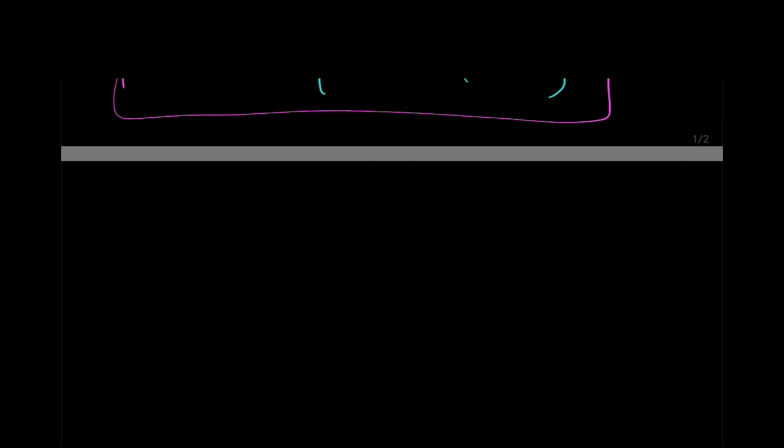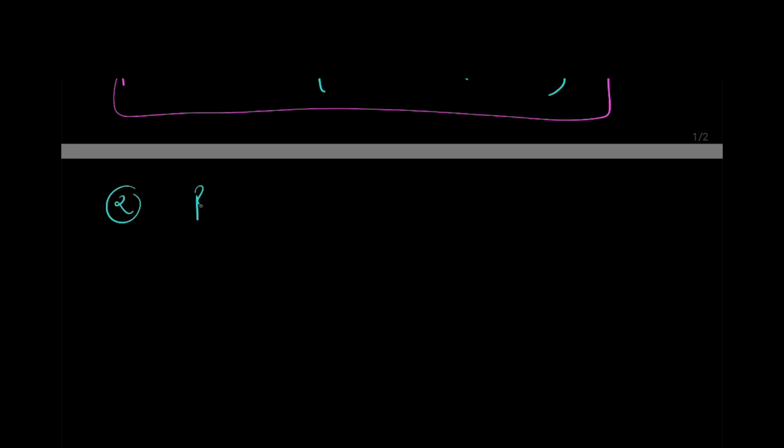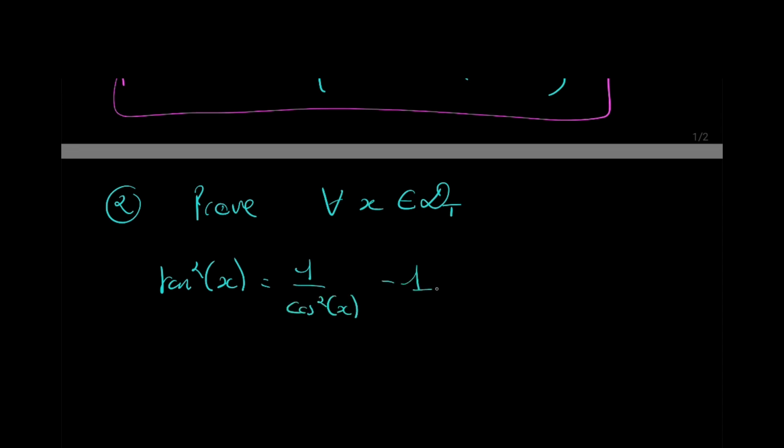Then we want to prove that for all x in the domain of tan, we've got tan squared of x equal to 1 over cos squared of x minus 1. So how do we deal with this kind of thing? What do we know about tan squared of x? This is equal to sinus squared of x over cosinus squared of x. This is really easy.